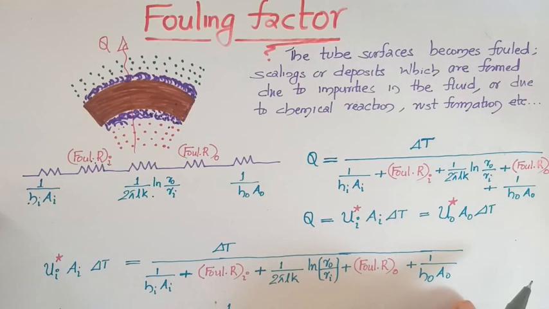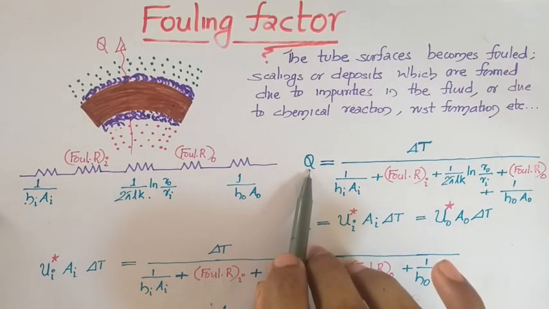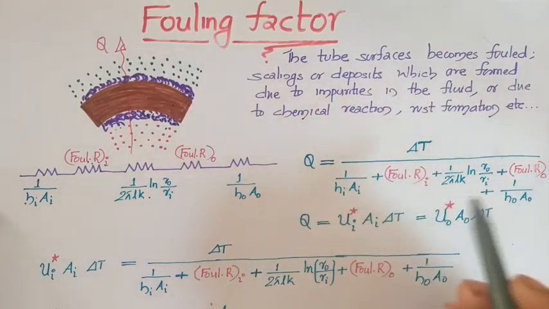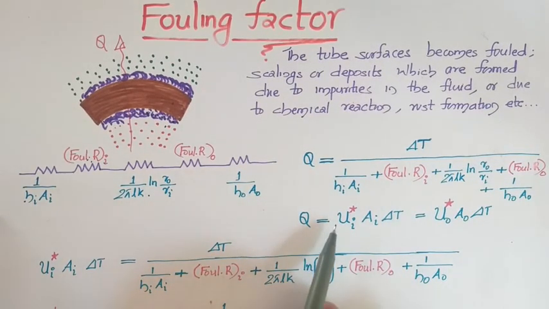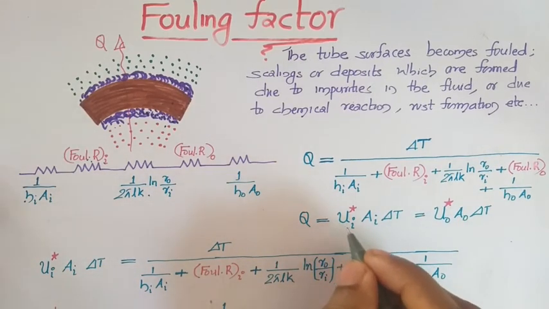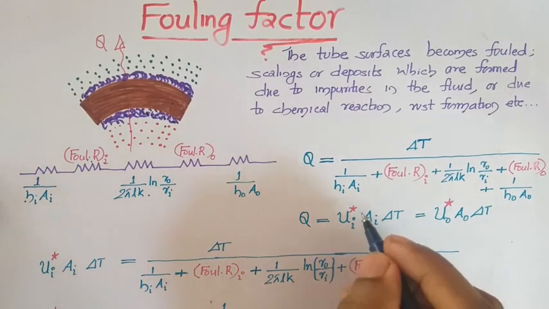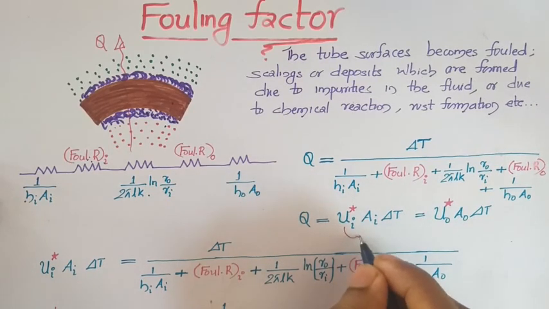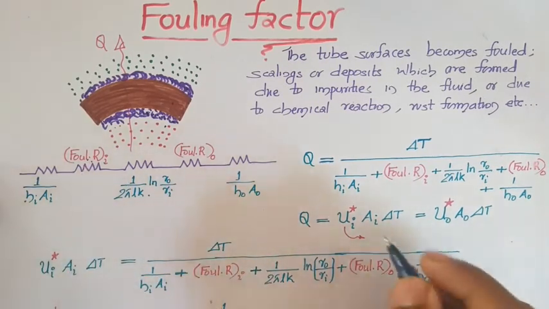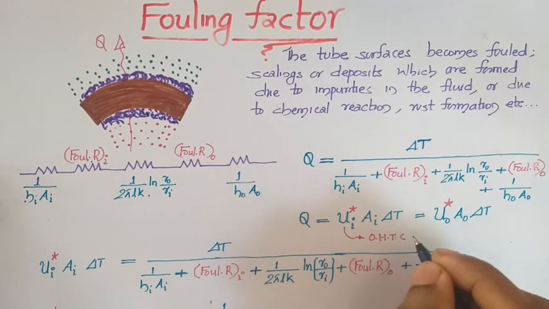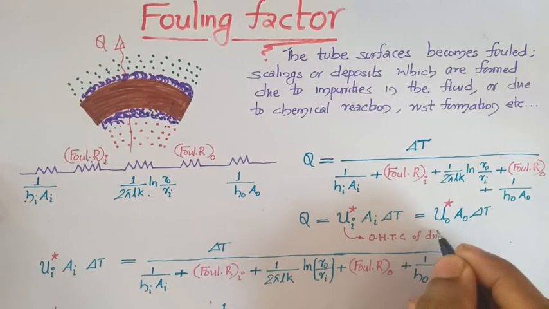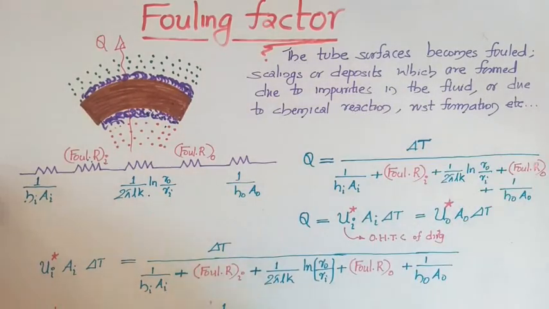So if you are finding the total heat transfer, Q equals delta T by total R thermal. Here these terms will be coming, and this you can represent for the convection phenomenon only, where you will be finding the new heat transfer coefficient. This is known as the overall heat transfer coefficient, and here I am mentioning it by a star, meaning you are finding the effect of this fouling. This is actually the overall heat transfer coefficient of a dirty pipe you are evaluating. Dirty pipe means fouled pipe.